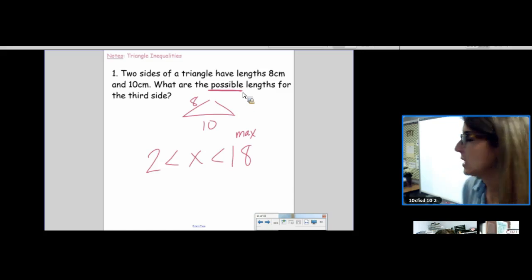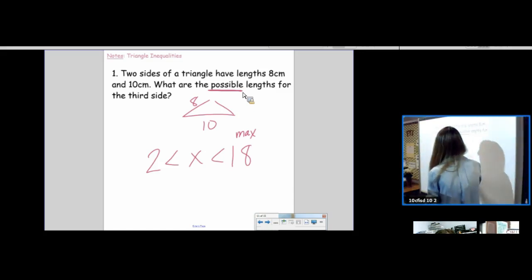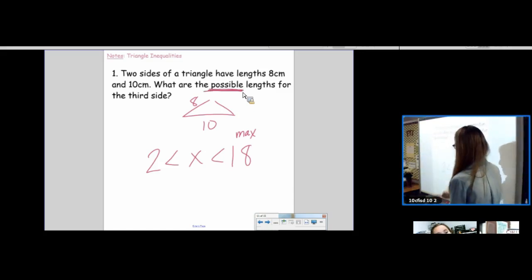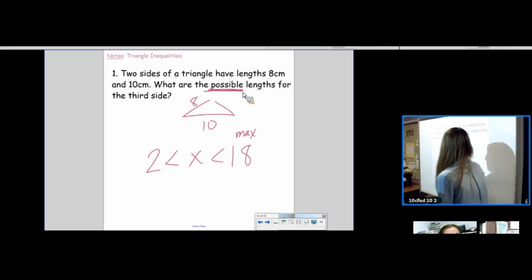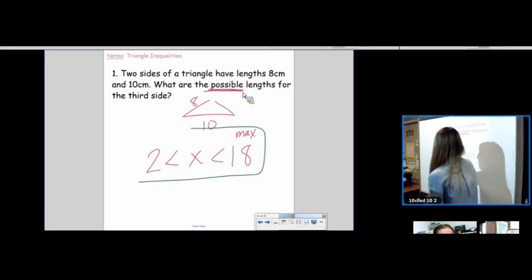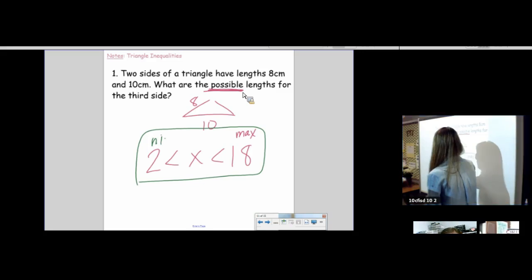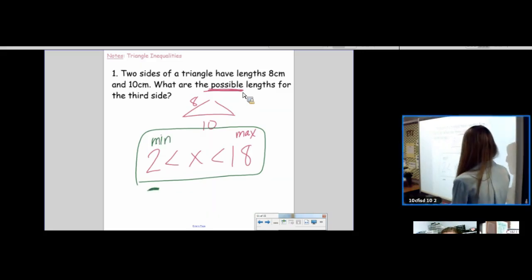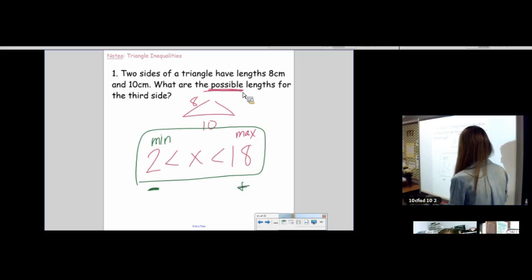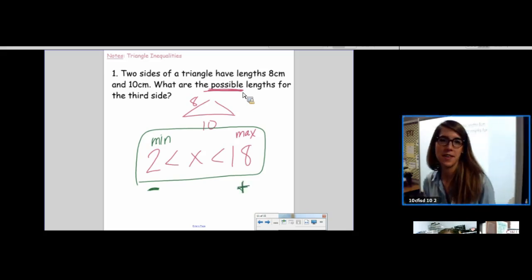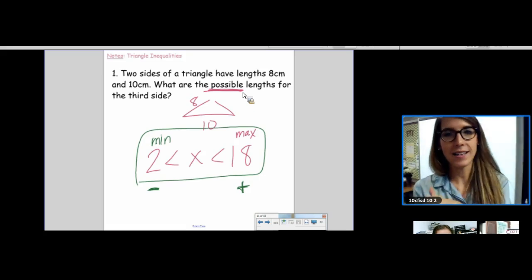So write this down. This is how you solve one of these when it says what are the possible lengths of the third side. So how did we get the minimum? We subtracted. How do we get the maximum? We added. It doesn't get much simpler than that. Add them up, that's your max. Subtract them, that's your min.